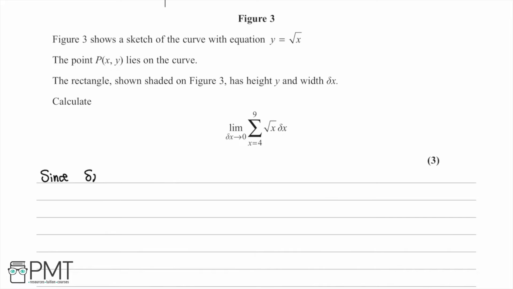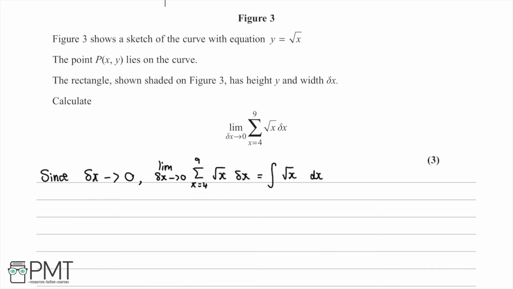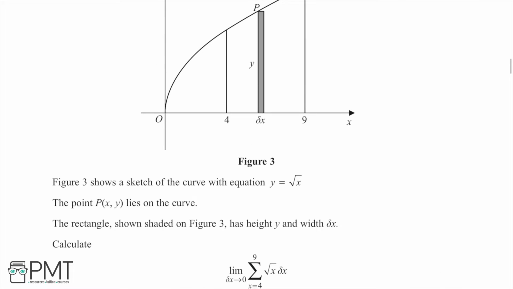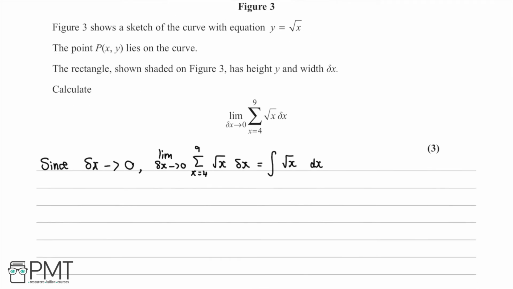So therefore, since delta x tends to 0, we can say that the limit of delta x to 0 of the sum from x equals 4 all the way to 9 of the square root of x delta x is going to be equal to the integral of root x with respect to x. And now we ask, what are our limits going to be? Well, we're summing from 4 to 9, and then also we can see in the graph the area goes from 4 to 9. So therefore we'll have our limits as 9 for the upper limit and 4 for the lower limit.